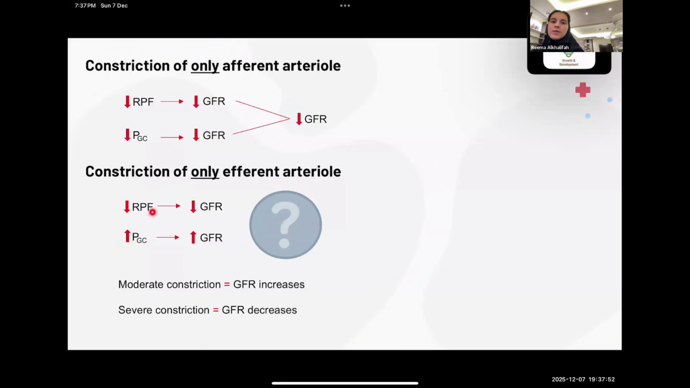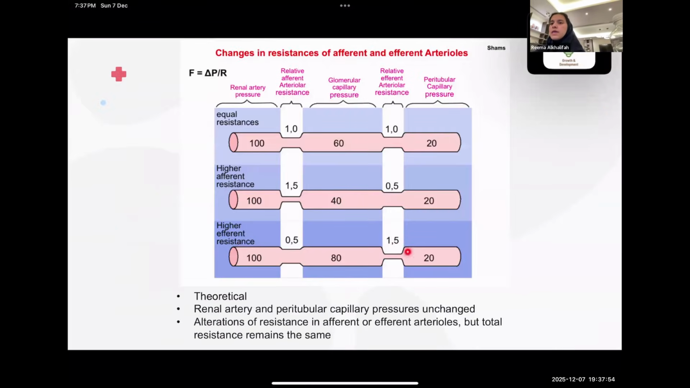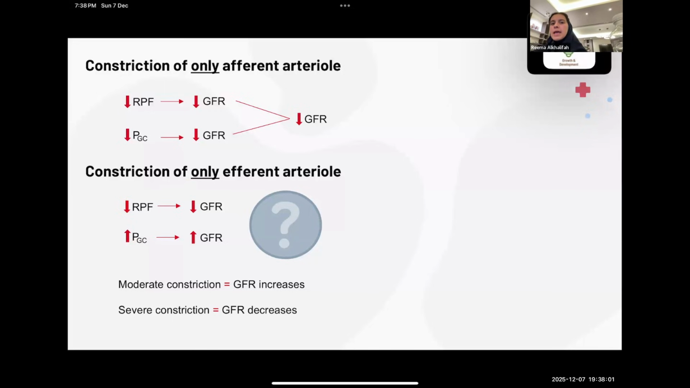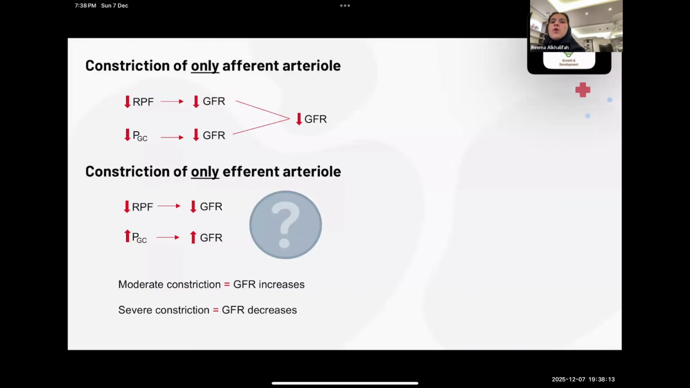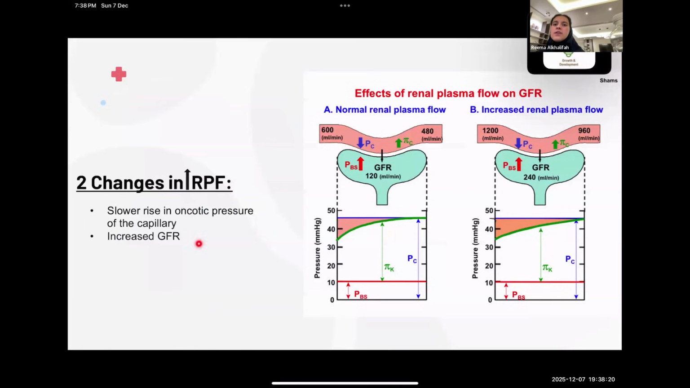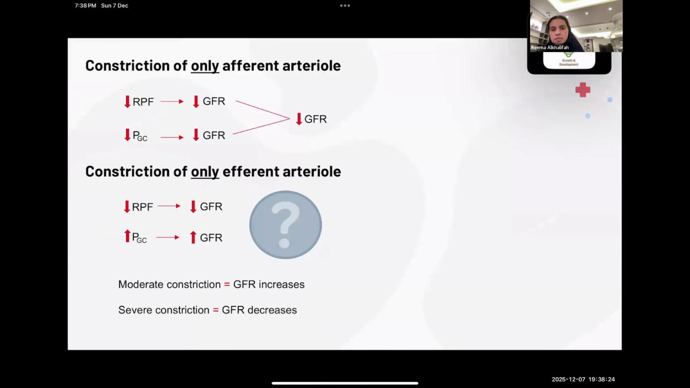The case is different when we only constrict the efferent arteriole. Again, renal plasma flow decreases. Why? Because less blood flow is going to go through. However, hydrostatic pressure is going to increase in the capillary because more blood is being pulled up in the glomerular capillary. So, when renal plasma flow decreases, GFR decreases. Because do you remember here, when it increases, GFR increases. So the opposite is true. When it decreases, GFR also decreases.